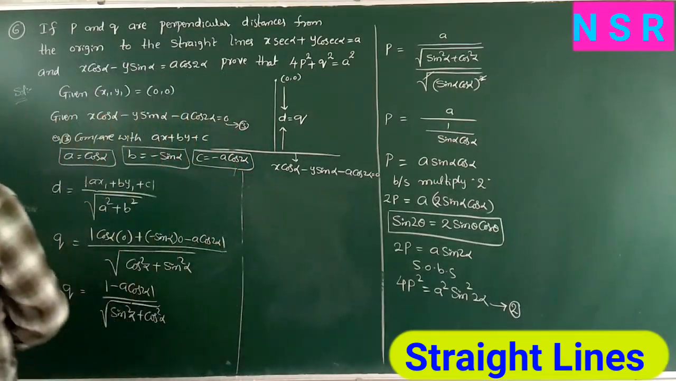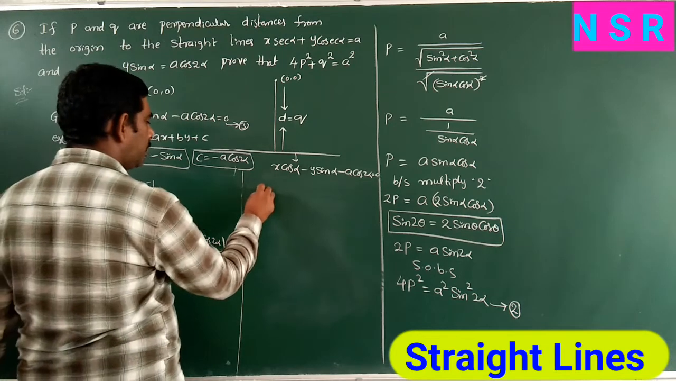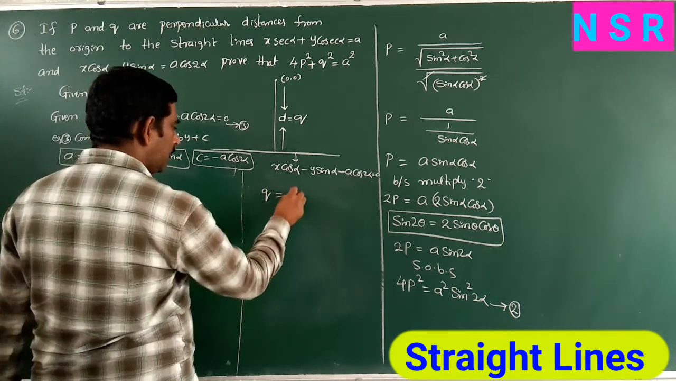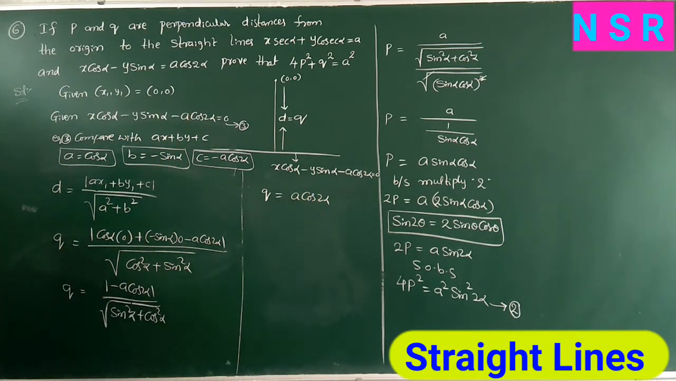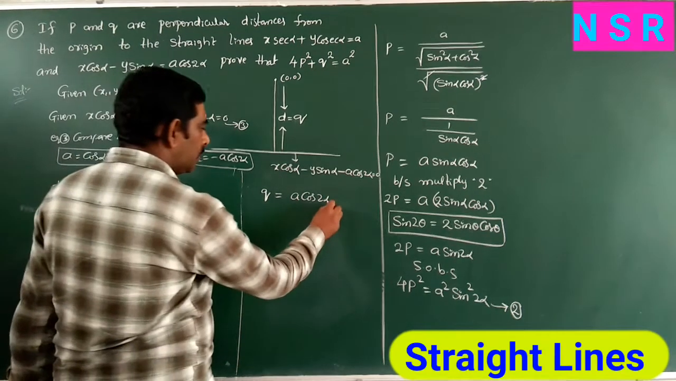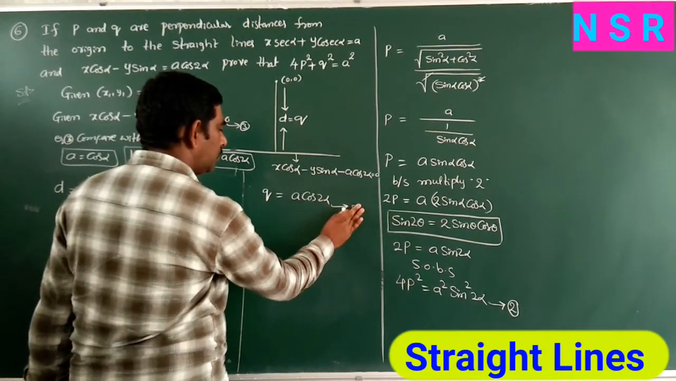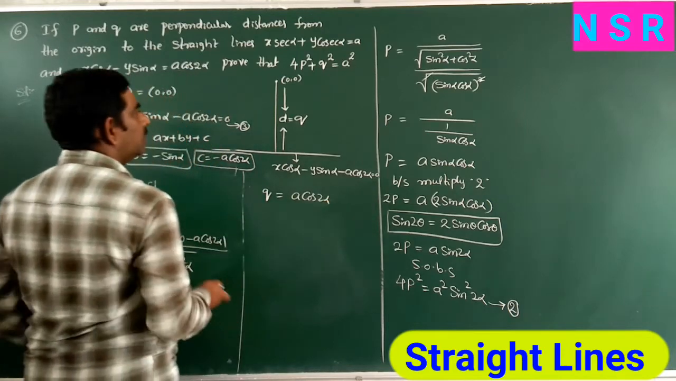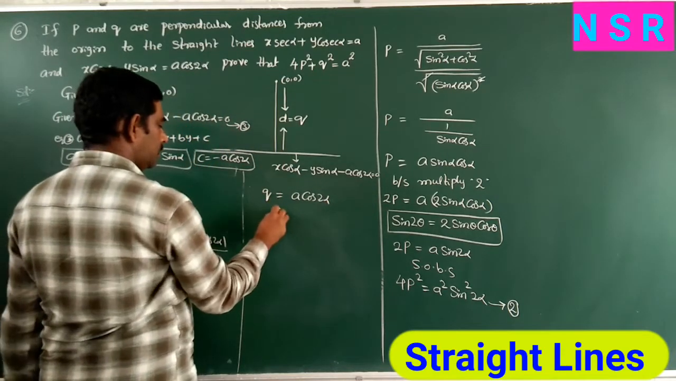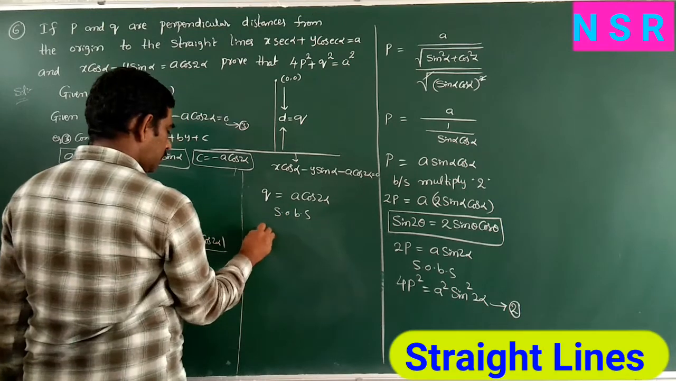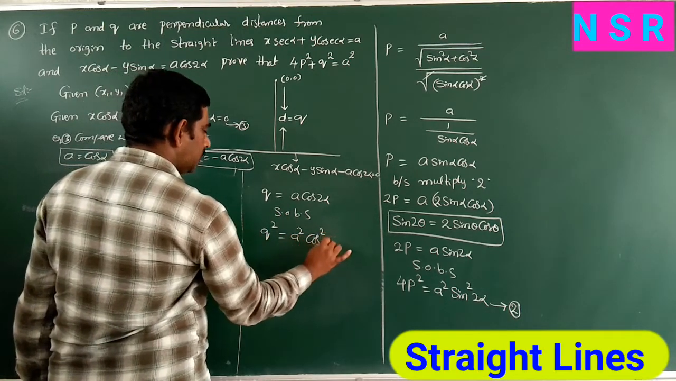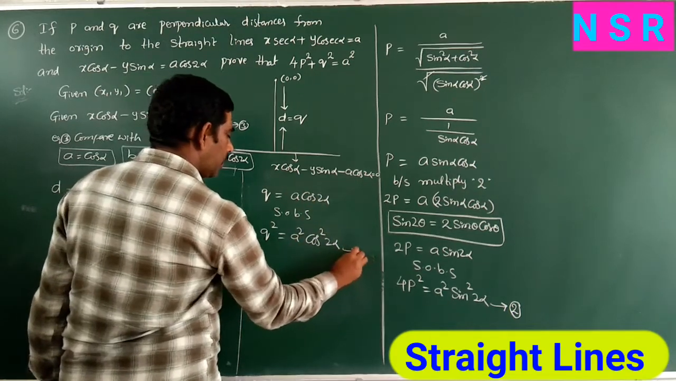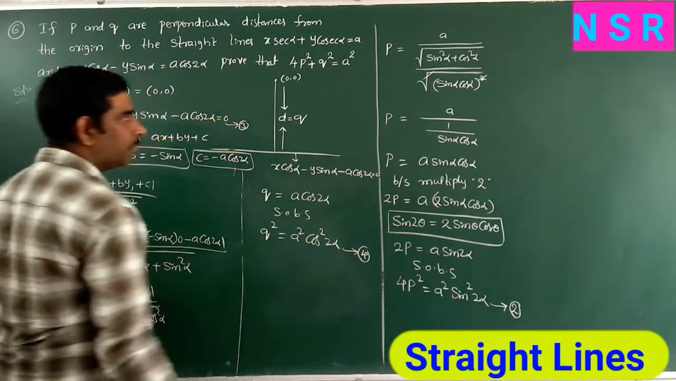Now we get q value mod of minus a cos 2 alpha becomes a cos 2 alpha, and here sin square alpha plus cos square alpha value 1. So root 1 value 1. So q equal to a cos 2 alpha. Now squaring on both sides, we get q square is equal to a square cos square 2 alpha. So take it as equation number 4.